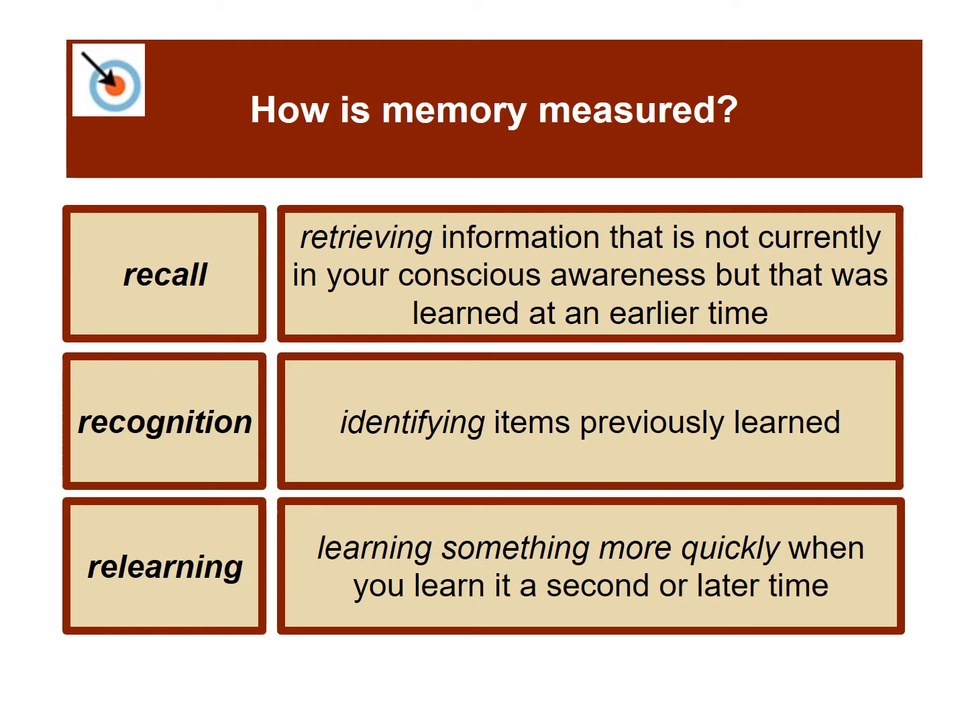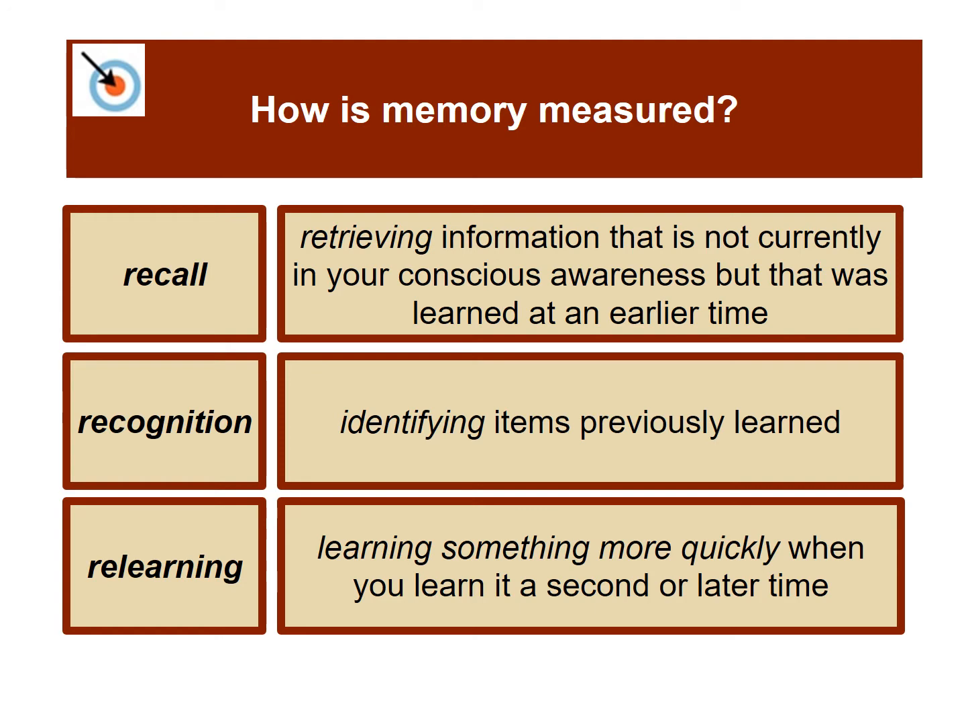How is memory measured? There are 3 ways memory is measured: by recall, recognition, and relearning. Recall is the retrieving of information that's not currently in your conscious awareness, but that was learned at an earlier time. And that makes sense. You're recalling something that was learned at an earlier time. You can't recall it if you've never learned it.